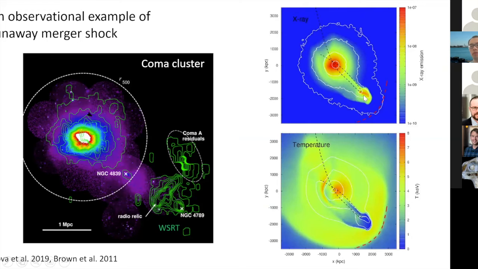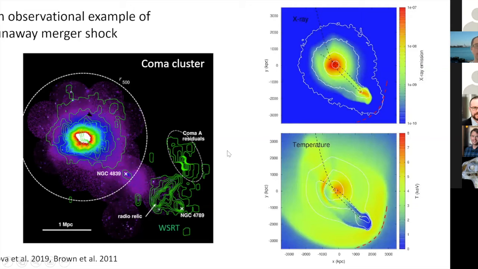And in our model, the group is close to its epicenter. And the merger shock, marked by the dashed line, has detached from this subcluster. And you can see in position, this runaway shock coincides with the radio relic in the Coma cluster. So for this reason, we believe that in the Coma cluster, a runaway shock driven by NGC 4839 is moving somewhere here, associated with the radio emissions here.